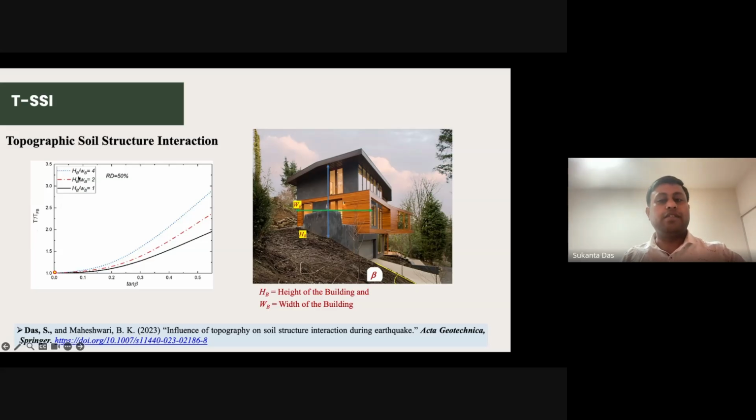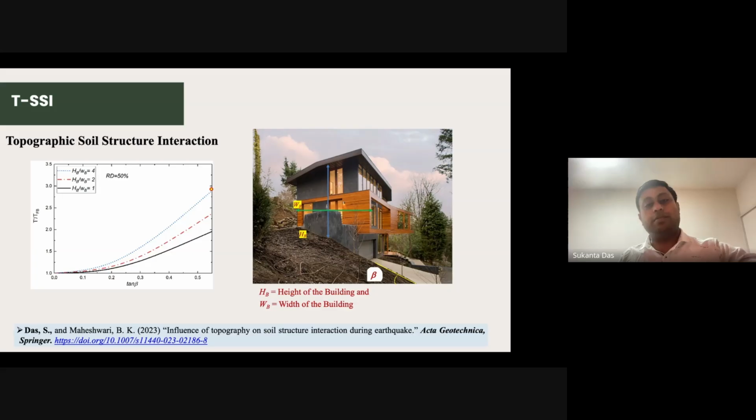This is a different width of the buildings, and this is the height of the buildings for medium dense soil condition. You can see that as the slope angle increases, the soil structure interaction factor is going to increase. So definitely, even for medium dense soil properties as we have considered, you have very low to medium rise buildings. First of all, because in hilly sites, they are making high rise buildings, but it is actually not allowed.